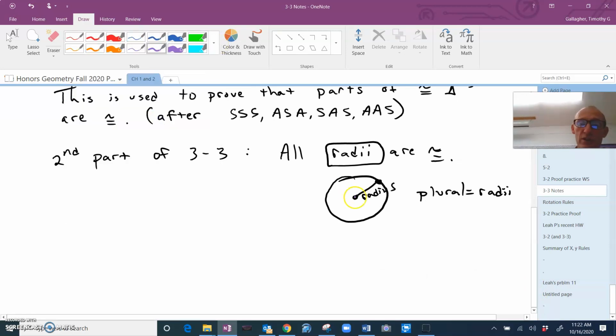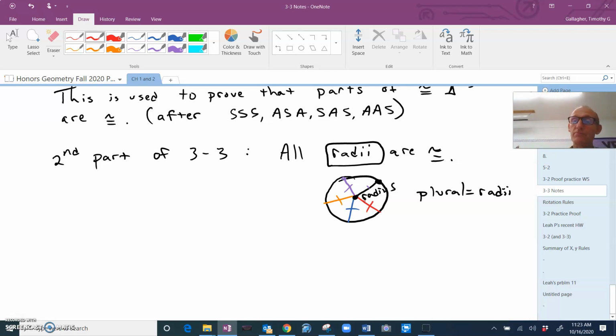So if I drew this radii and that radii, these two would be equal. If I drew another radii, all three of those would be equal. If I drew another, all four would be equal, then all five, and so on. There are an infinite number of radii in a circle. Okay? So let's look at a sample proof.